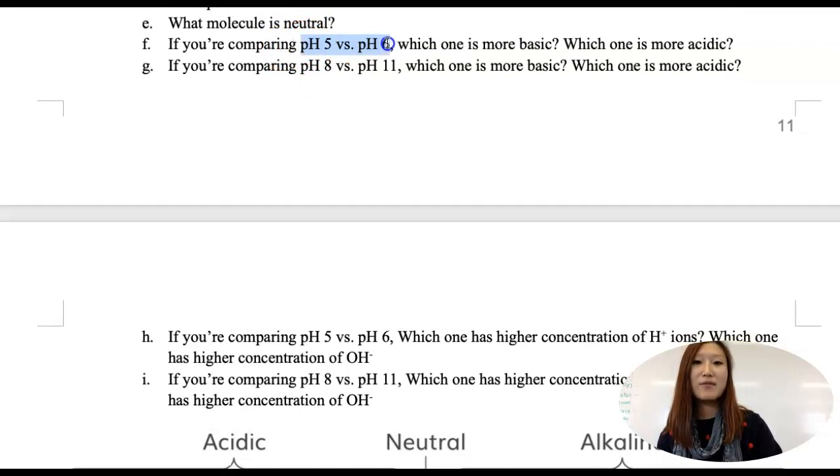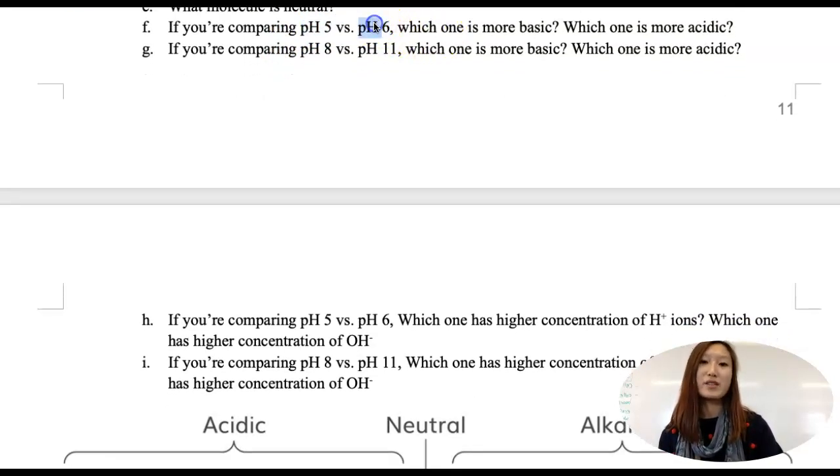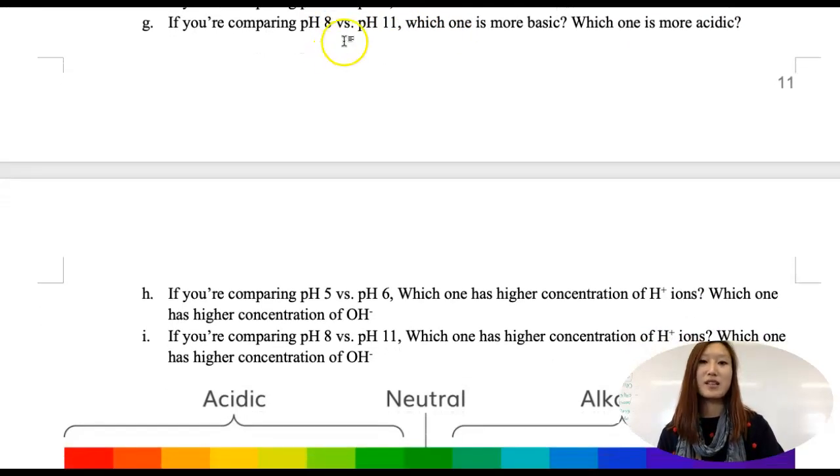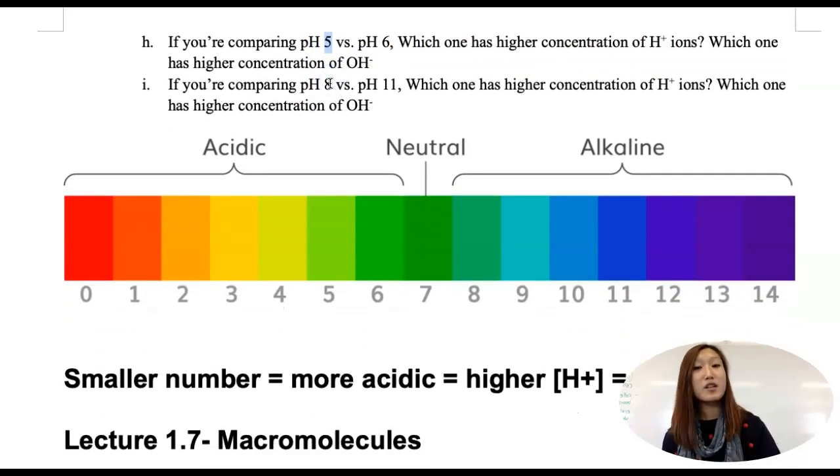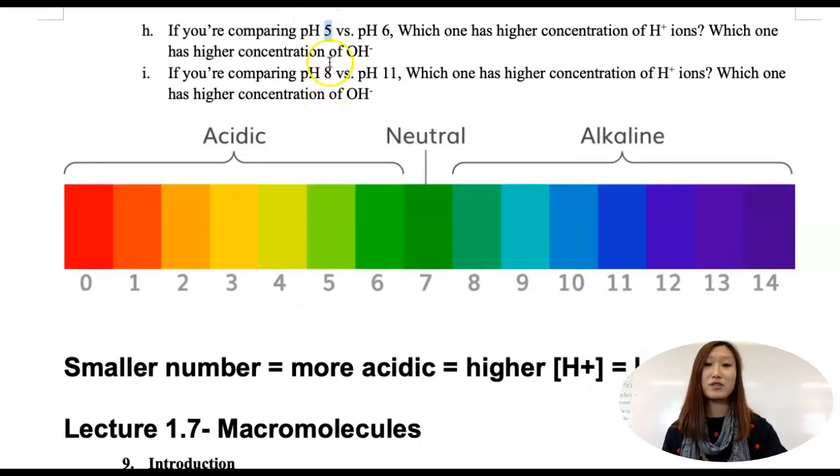If you're comparing pH 5 versus 6, the more basic one will be pH 6, and the more acidic one will be pH 5. If you're comparing pH 8 versus pH 11, the more basic one will be 11, and the more acidic one will be 8. So the higher the number, the more basic it is. If you're comparing 5 and 6, which one has higher concentration of hydrogen ions? That will be pH 5, because it's more acidic. The smaller the number, the more acidic, the higher concentration of hydrogen. And then pH 8 versus 11, although both are basic, pH 8 would have higher concentration of the hydrogen ion, because in comparison, pH 8 is more acidic of a base compared to pH 11.